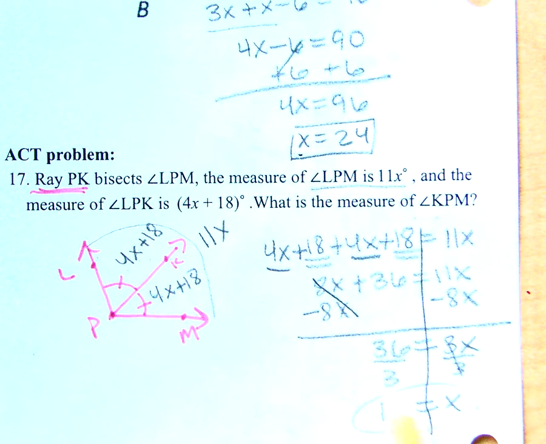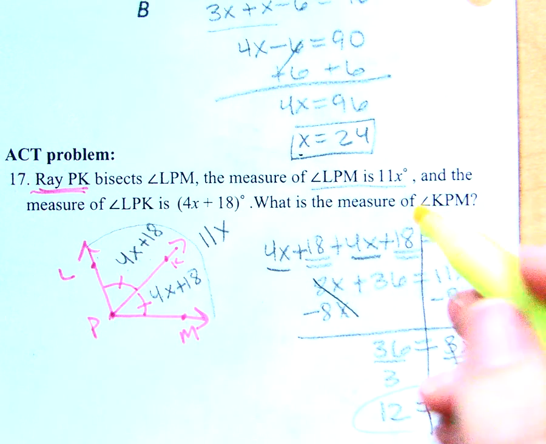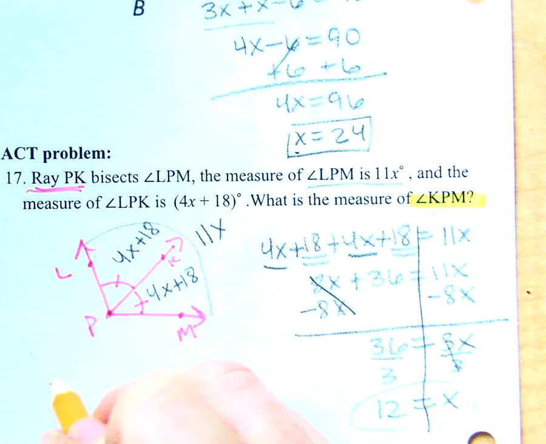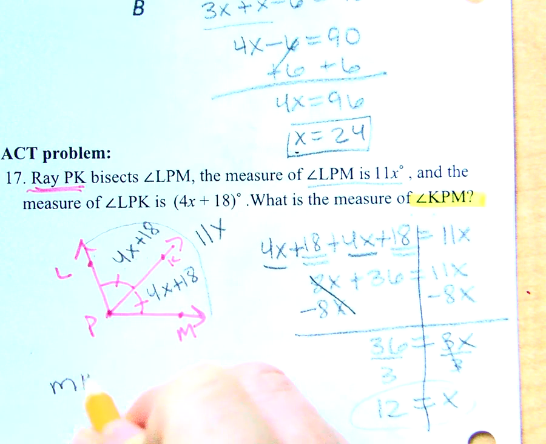So I might think, okay, I'm done because I found x. But remember, we're always going back up and we're checking for what the question is actually asking us, which is the measure of KPM in this case. So we can find the measure of KPM.